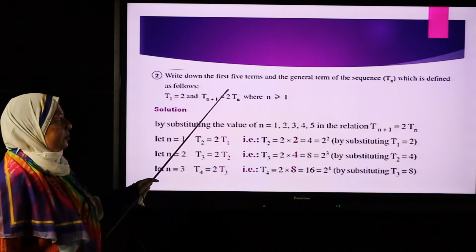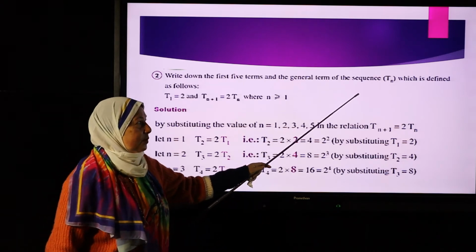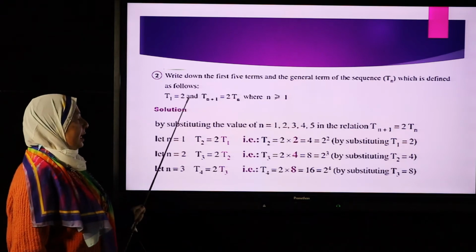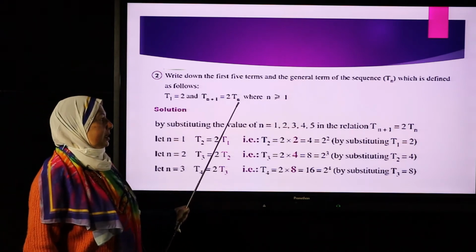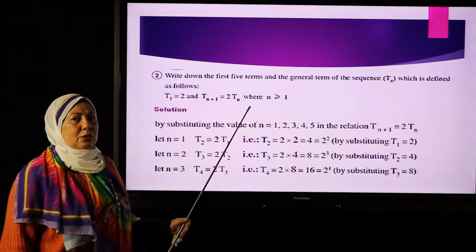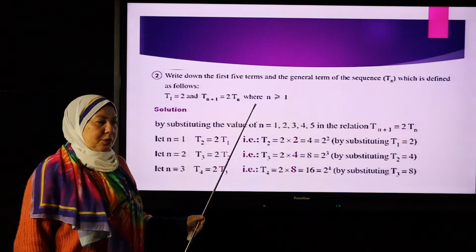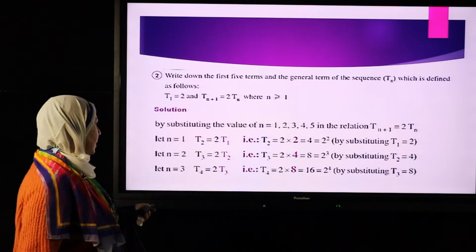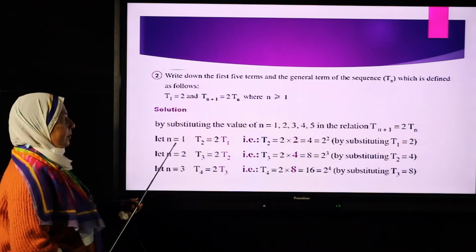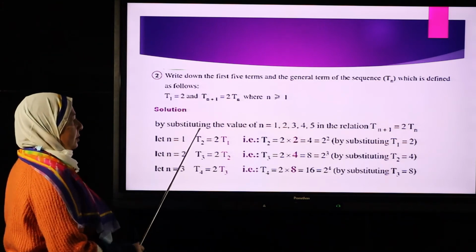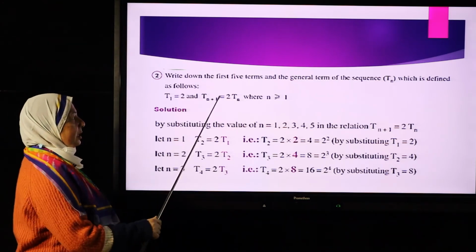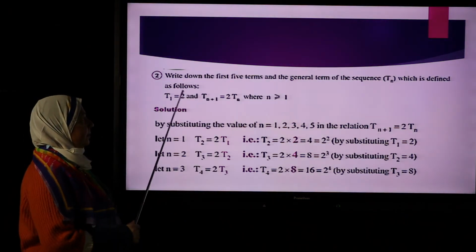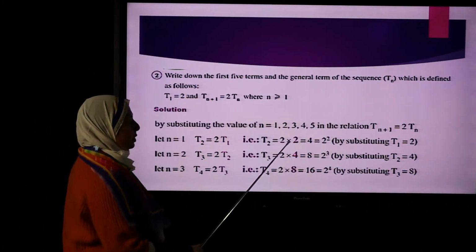Write down the first terms and the general term of the sequence. Given the sequence with first term equals 2, and Tn plus 1 equals 2 Tn. We substitute n equals 1, 2, 3, because the domain of the sequence is the set of positive integers. N equals 1, 1 plus 1, therefore T2 equals 2 times the first term. First term equals 2. You have 2 times 2 equals 4.